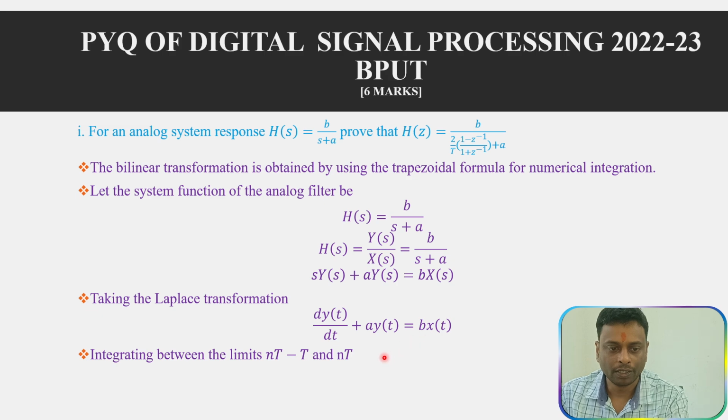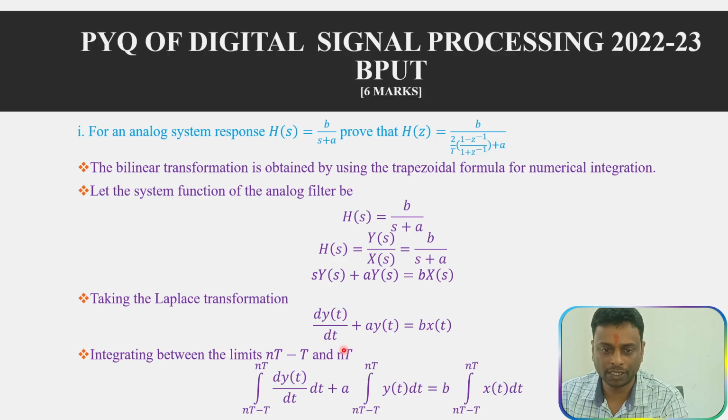Now integrating this between the limits nT minus T to nT. Let us integrate this. So the integral from nT minus T to nT of d of y of t by dt into dt. Then integrating, a is a constant so it is taken outside: a times the integral of y of t dt, plus b, a constant taken outside, times the integral of x of t dt. So integrating this between the limits nT minus T to nT.